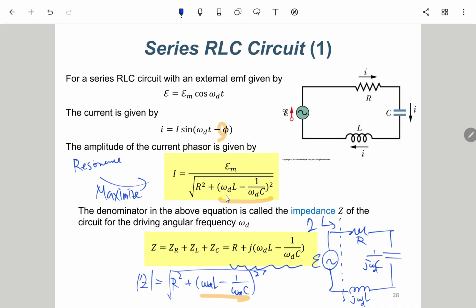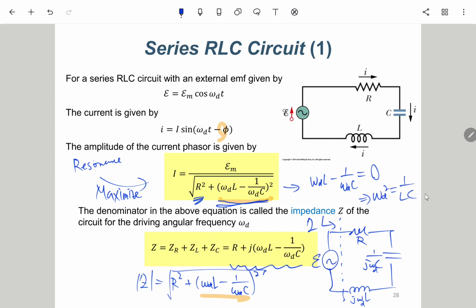So they are non-negative values. If we would like to make it as small as possible, we hope this thing we cannot change, so we would like to make this thing as close to 0 as possible. It can be 0, which means that if we want to make omega d L minus 1 over omega d C to be 0, we just move one of the terms over and cross multiply. It turns out to be omega d squared equals 1 over LC.